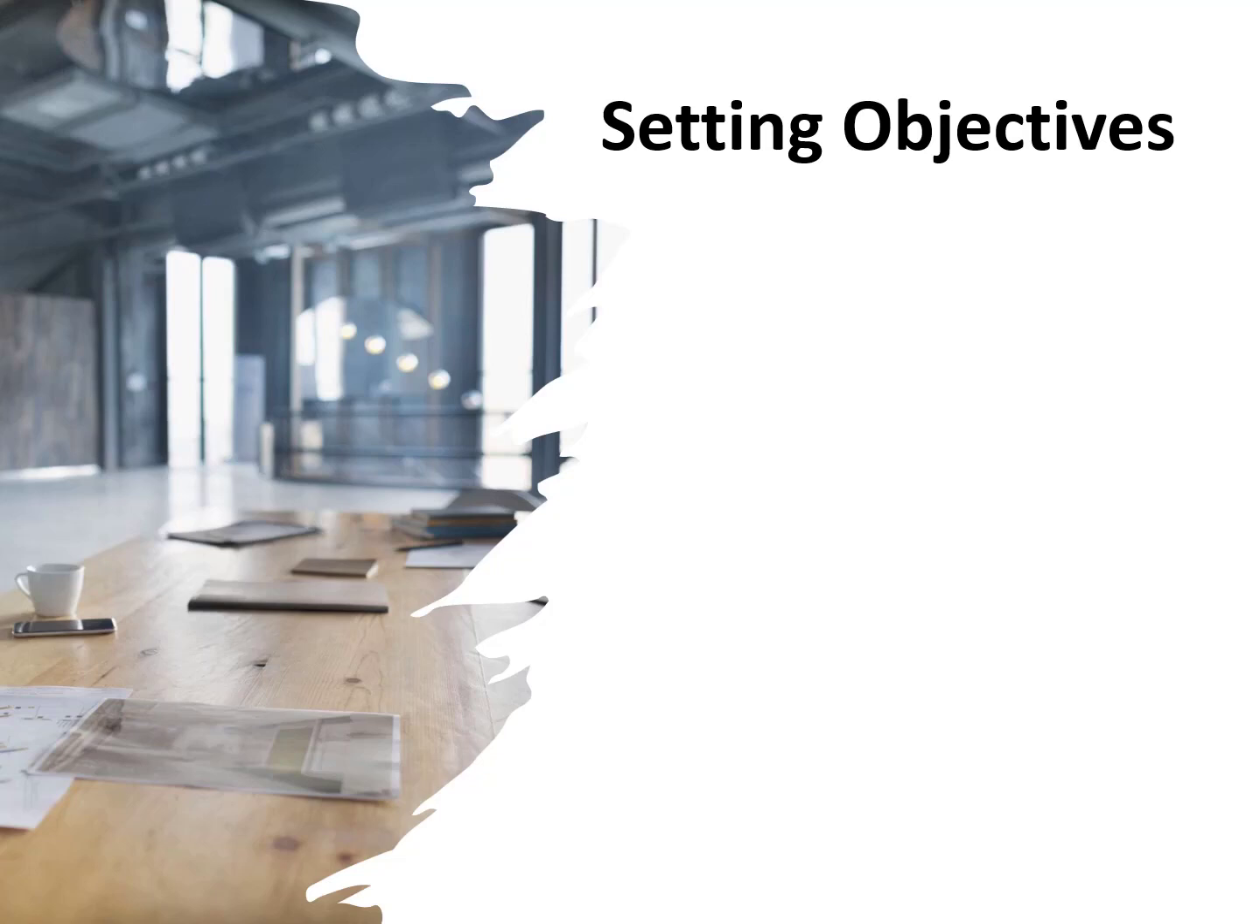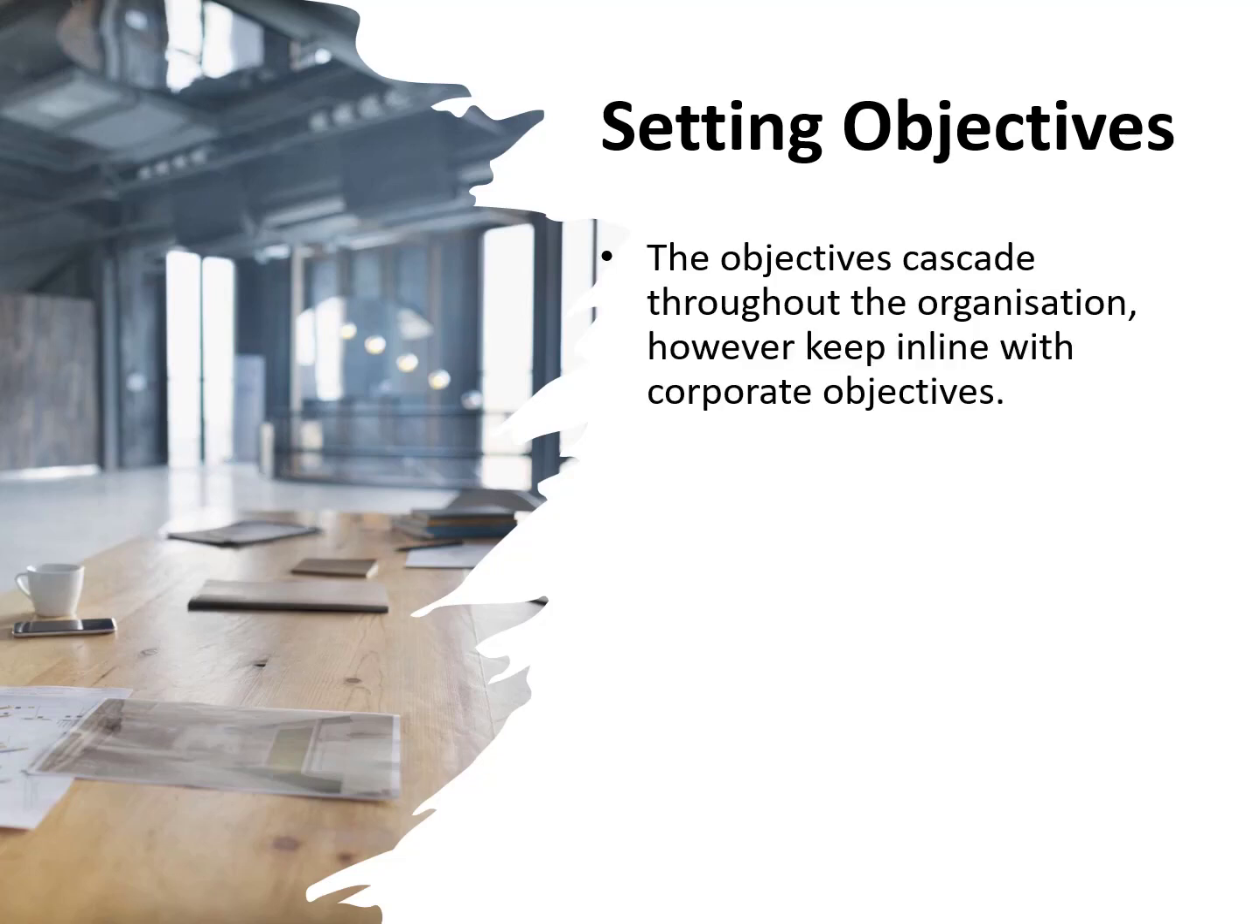Now, setting the objectives. Well, objectives are set at various levels in the organization, and as you've seen from the previous slide, they cascade throughout the organization. They have a common theme coming all the way back from corporate objectives. The corporate objectives being to grow the business, let's say, or to consolidate the business, or to enter a new market, or whatever it was. So you could see how it cascades down to the detailed sales plan for a particular area, for a particular set of customers.